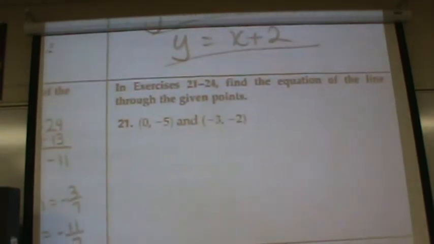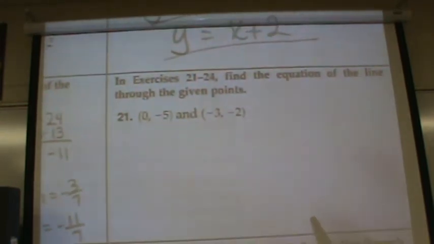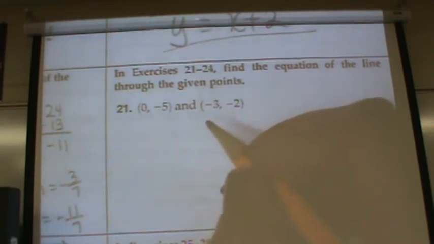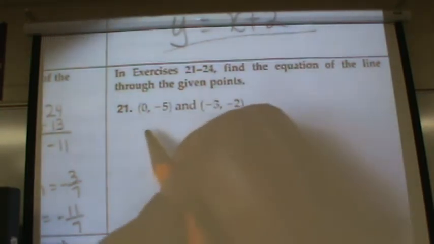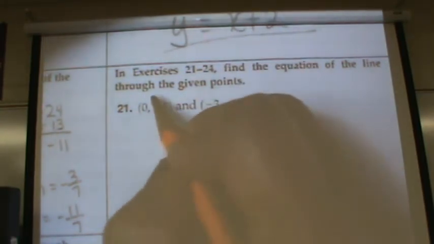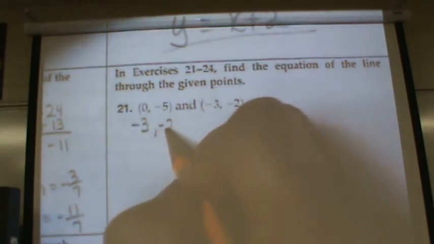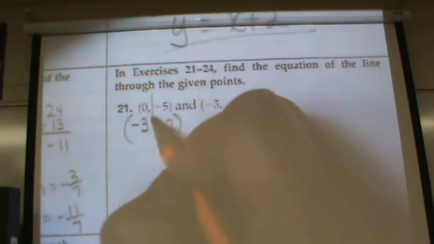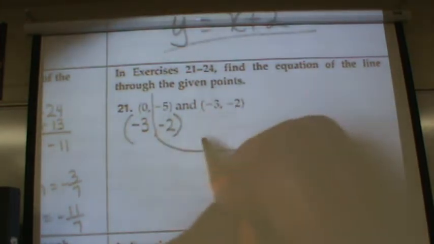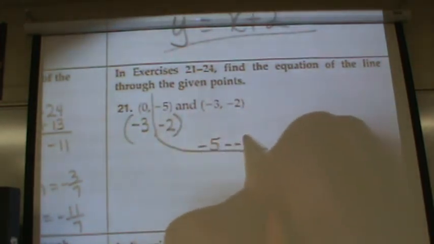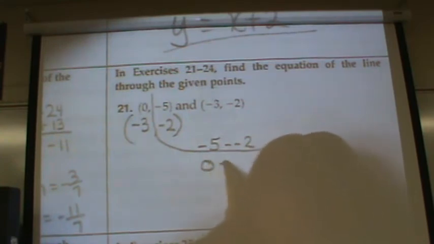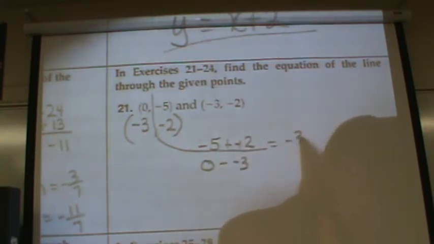Next one, 21. Find the equation of the line given through these points. So, find the slope first. I'm just gonna stack, I'm gonna put negative 3, negative 2, because I don't have a lot of room. I'm gonna slide that, so what's the slope? -3.